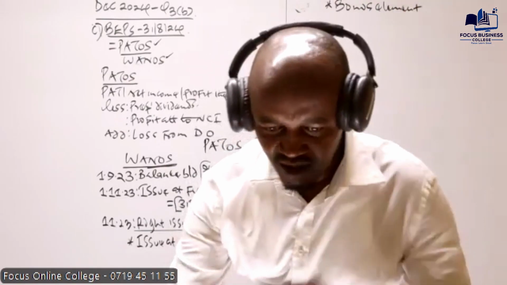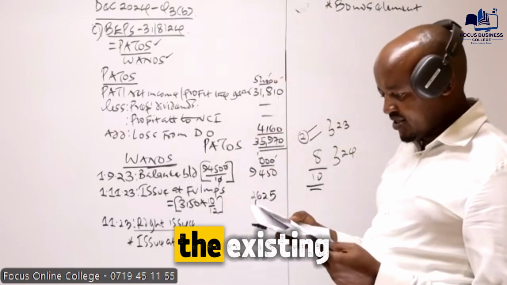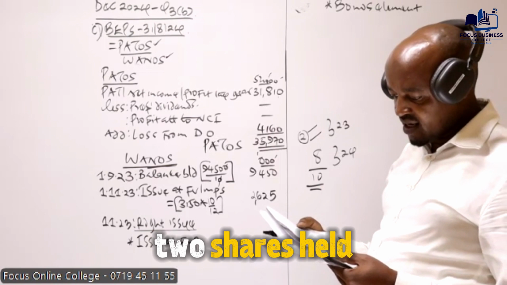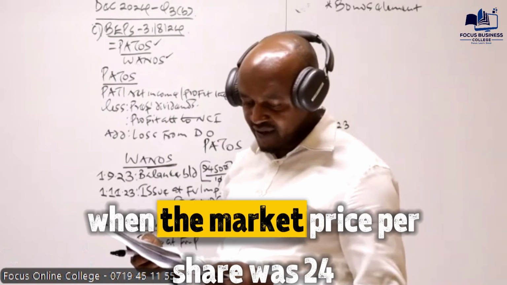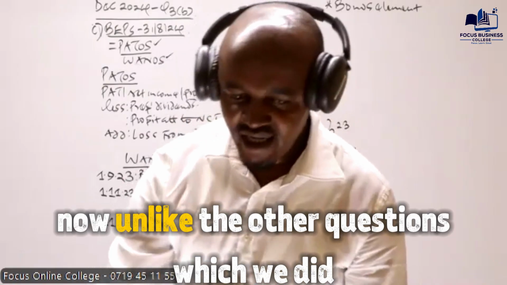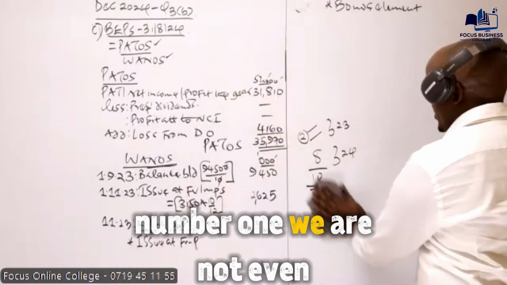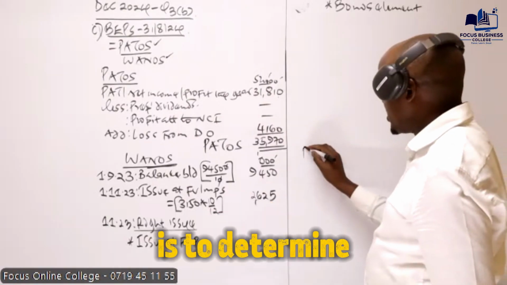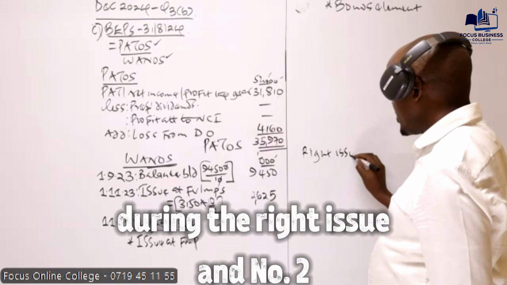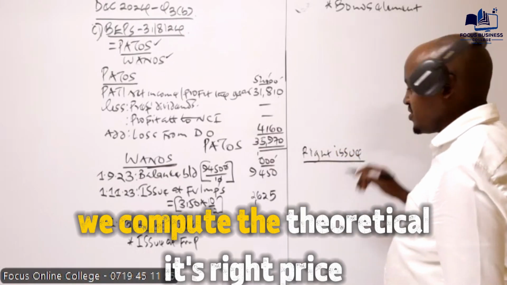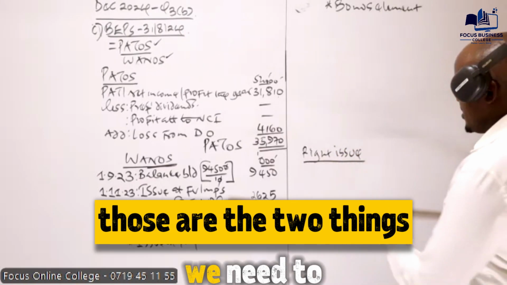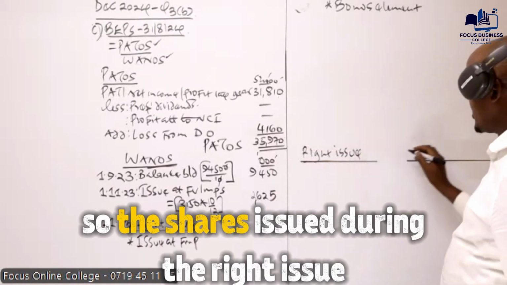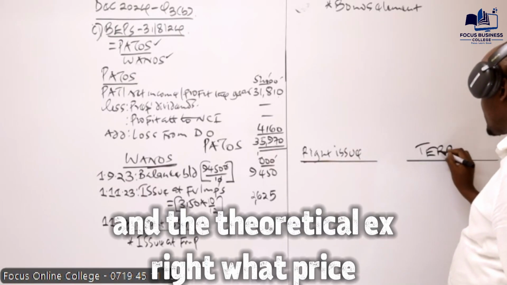So what are we told here? We are told that the company invited the existing ordinary shareholders to subscribe for a rights issue on the basis of 1 share for every 2 shares held at a price of 15 when the market price per share was 24. Unlike the other questions, we are not even told how many shares were issued during the rights issue. The first thing we need to do here is to determine how many shares were issued by the company during the rights issue. And number 2, we compute the theoretical ex-right price. Those are the 2 things we need to do even before we proceed to split our shares into 2 components.